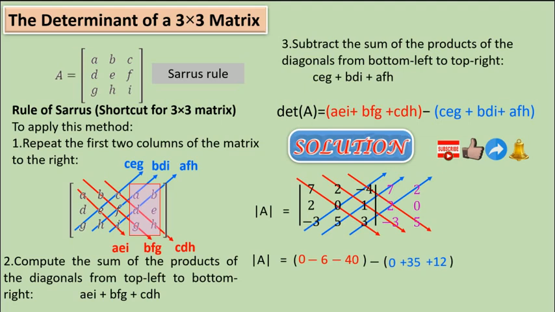Then you simplify. The determinant gives the first one, add everything, minus 46, then subtract the second one, which is minus 47. Minus 46 minus 47 gives us minus 93, which is the same answer we got using the cofactor method. So these two methods work very well for 3 by 3 matrices. It depends on your choice; use whichever one you like.